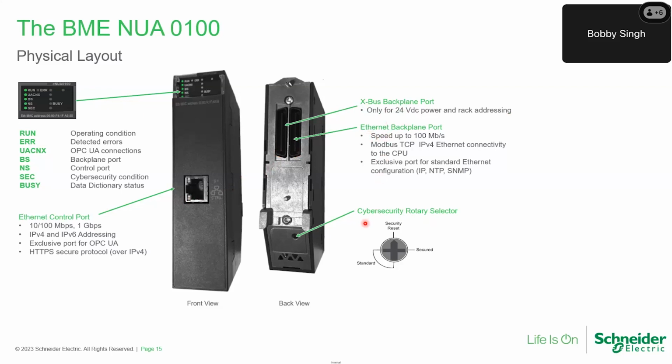There's also a rotary cybersecurity selector switch, which essentially allows you to change the security mode from standard to secured. In standard mode, the module simply acts as a non-secure OPC UA server. If you want to access any of the cybersecurity features, simply change it to secure mode, and then you have access to all the cybersecurity features and the OPC UA security that I will cover in the next slide.